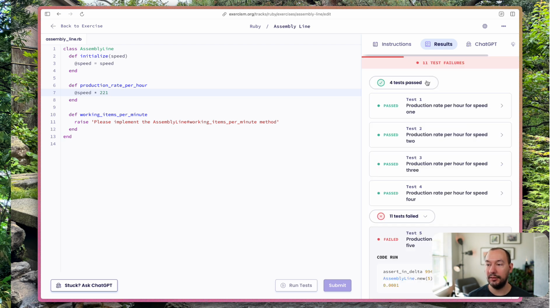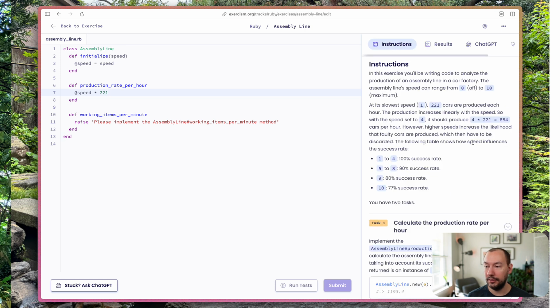So this should actually have a high chance of passing several tests. Okay, so we get some tests to pass, but not all, which means, again, there's information buried here that we don't know yet. So maybe this 221 is not going to be consistent. Maybe something changes at a certain speed. We've got a few things to figure out. Let's continue reading here. However, higher speeds increase the likelihood that faulty cars are produced, which then have to be discarded. Okay, so that's why things are changing. So it's not always going to be 221.